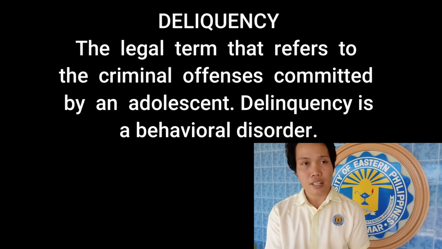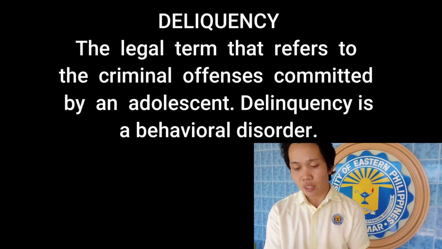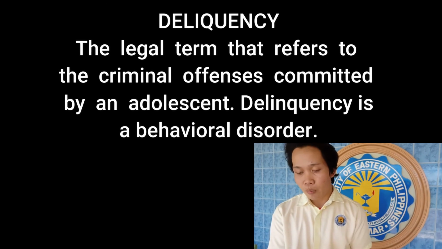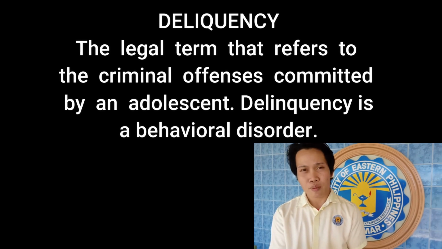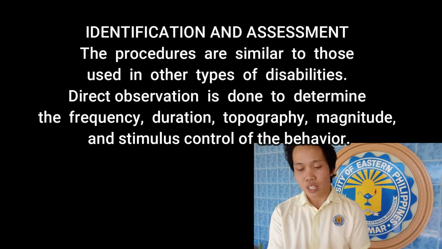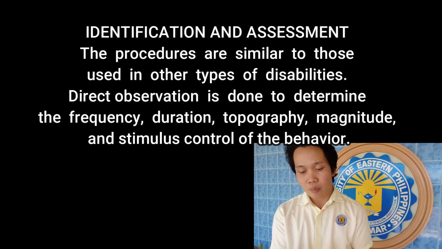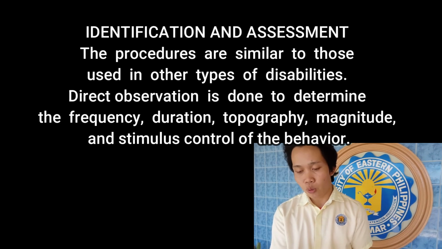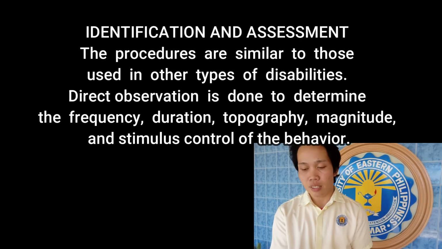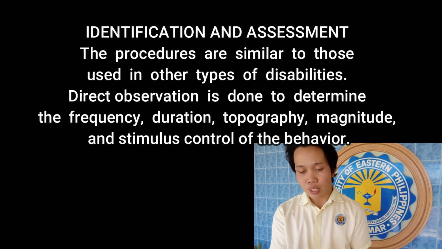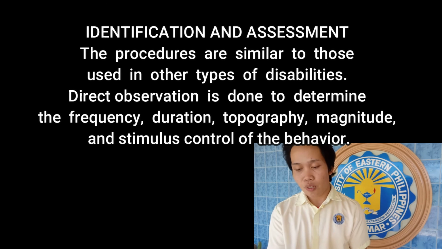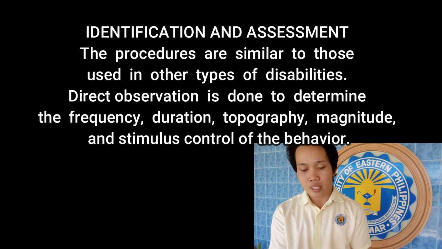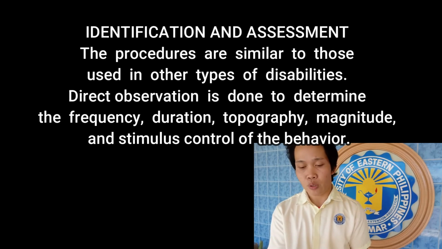Delinquency is the legal term that refers to criminal offenses committed by an adolescent. Delinquency is a behavioral disorder. Identification and assessment: the procedures are similar to those used in other types of disabilities. Direct observation is done to determine the frequency, duration, topography, magnitude, and stimulus control of the behavior.